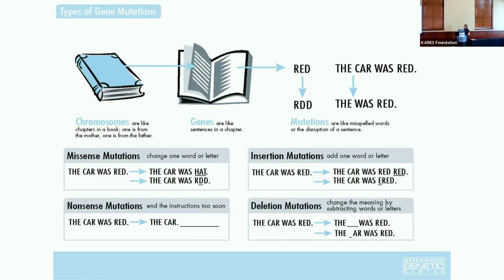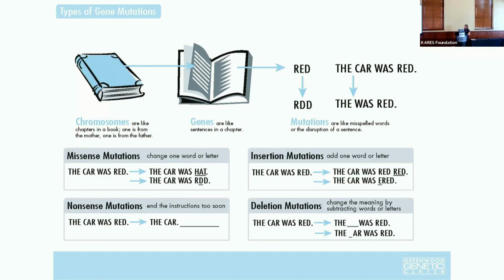Talking about the different types of changes, there can be what we call missense changes, and that changes one word or one letter. As an example, if you had the car was red, and you changed a word and said the car was hat, that doesn't make sense. If you changed a letter and said the car was RDD instead of red, again, that changes the meaning of that sentence. Then the nonsense mutations, that's where the sentence ends early. So instead of the car was red, you just have the car. And so there are missing instructions, and that also changes the meaning of that sentence because it doesn't make sense anymore.